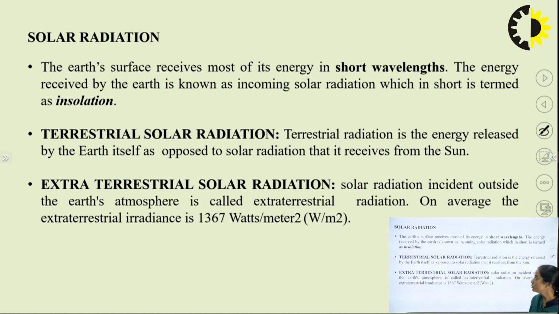So, terrestrial solar radiation and extraterrestrial solar radiation are there. Terrestrial radiation is the energy released by the Earth itself, as opposed to the solar radiation that is received from the sun, and extraterrestrial solar radiation is the sunlight that is incident outside the Earth's atmosphere. On an average, extraterrestrial irradiance is 1367 watt per meter square.